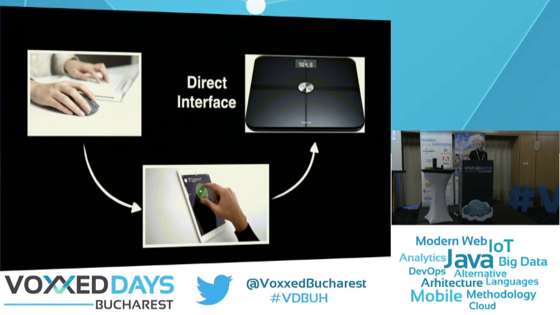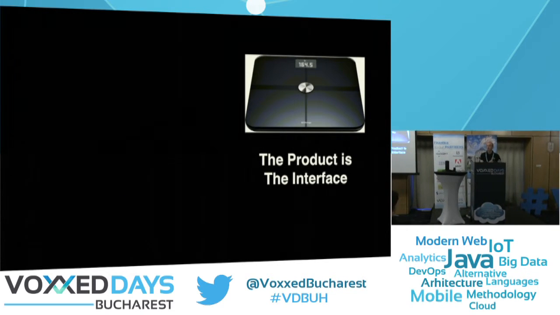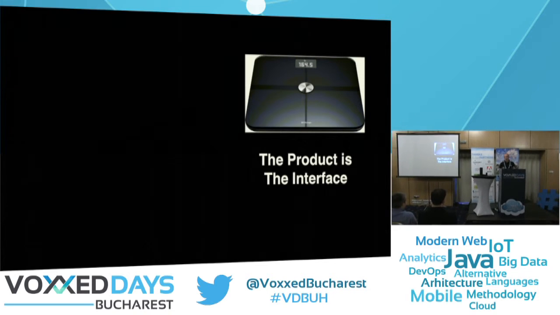And now, with these IoT products, we have a direct interface. If you have a smart scale like this one, you just tap on it, and that's all you have to do. You don't have to go back to the computer and enter it. It just sends it to an IoT backend service where it will be stored, and then you can use some tools to report on it. So the product becomes the interface. You don't need a separate interface. That's IoT in a nutshell.